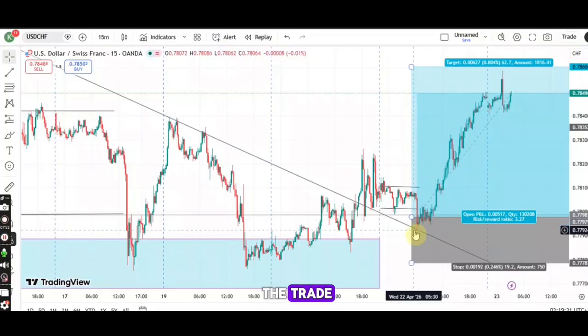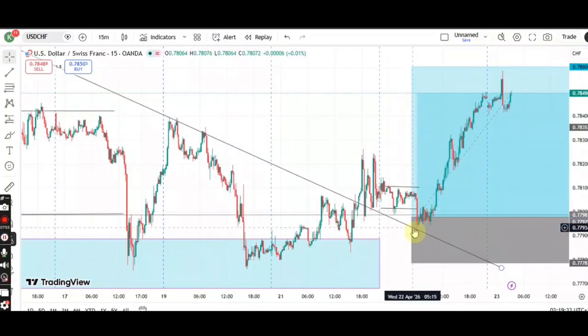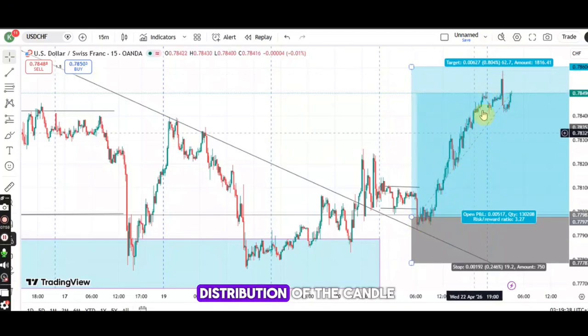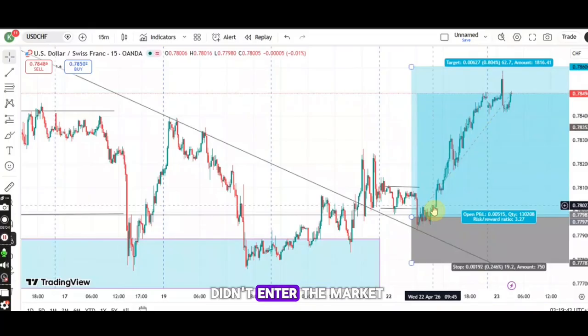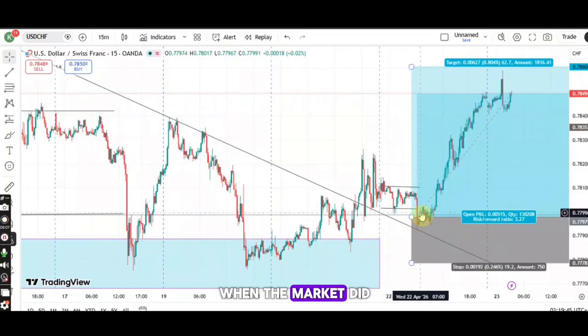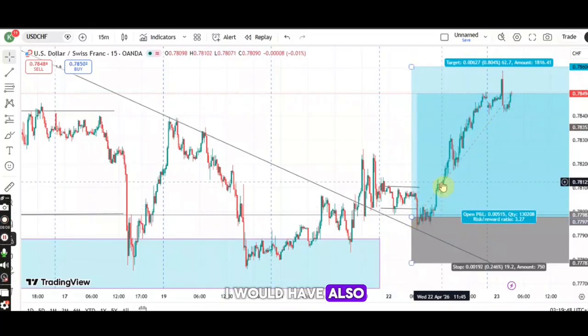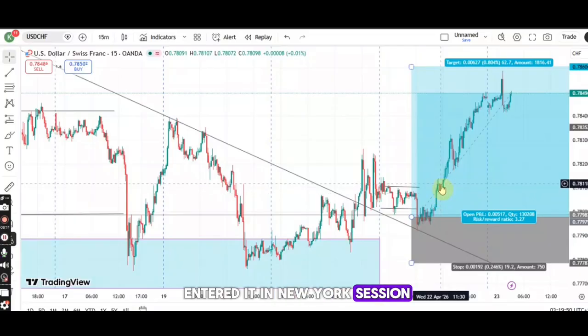And so when I entered the trade, the market just did its thing. The candle has to do its distribution. So this is the distribution of the candle. And that is how I caught this trade. So even if I didn't enter the market at this particular point, when the market did the manipulation, I would have also entered it in the New York session.